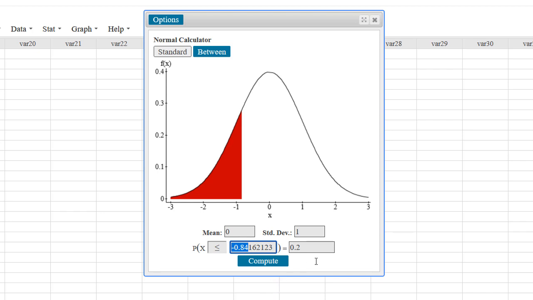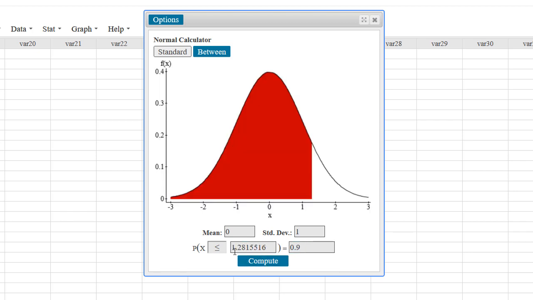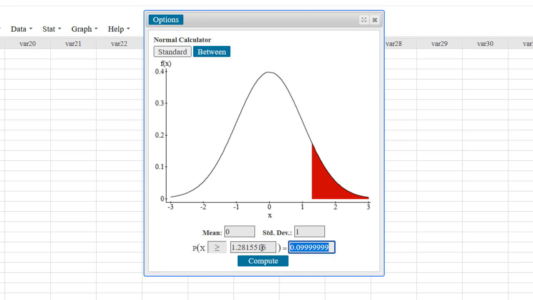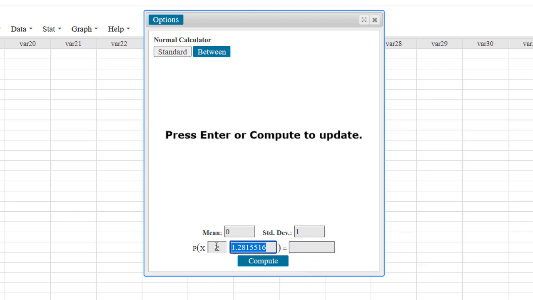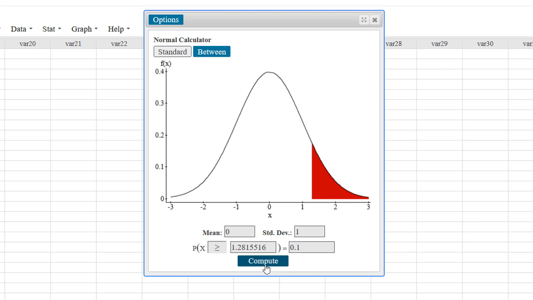Problem number 12, we want to find the z-score that separates the top 10% from the bottom 90%. So we could type in 90% here and hit compute, and we get 1.28. If we wanted to do the top 10%, it will give us the same answer. We change this to a greater than, we clear this out, and we clear this out, and then we want to type the top 10%, which is 0.1, and make sure this is greater than, then we hit compute, and we should get the same z-score, and we do, a positive 1.28.